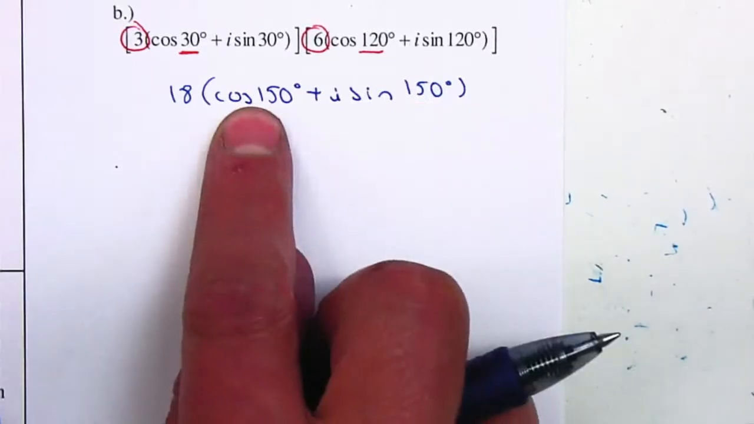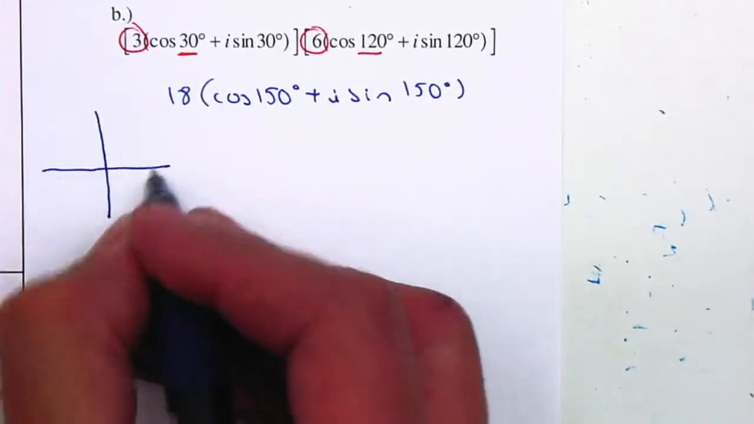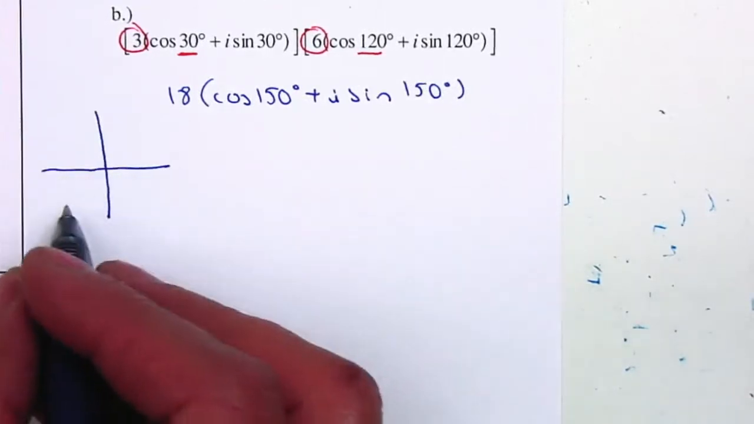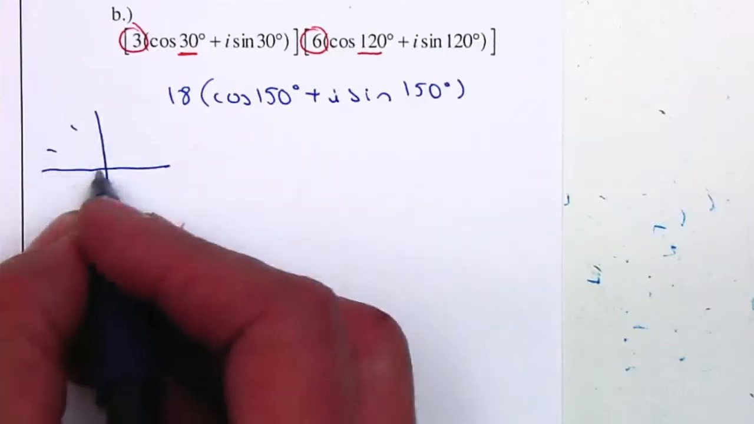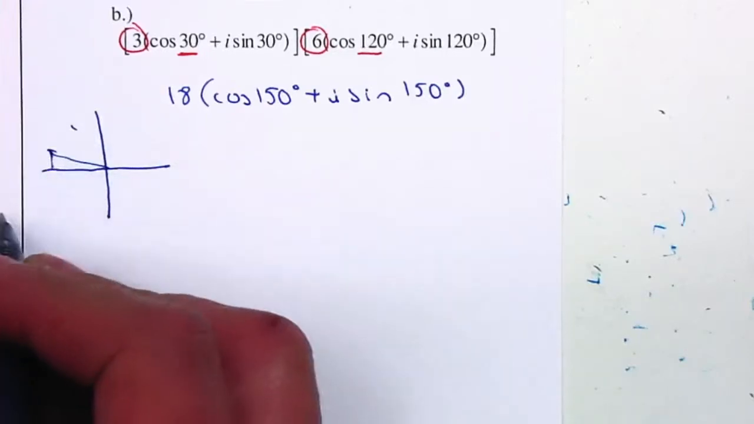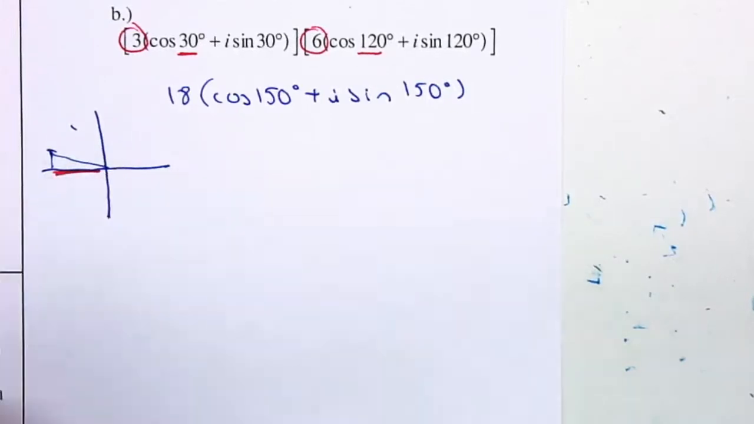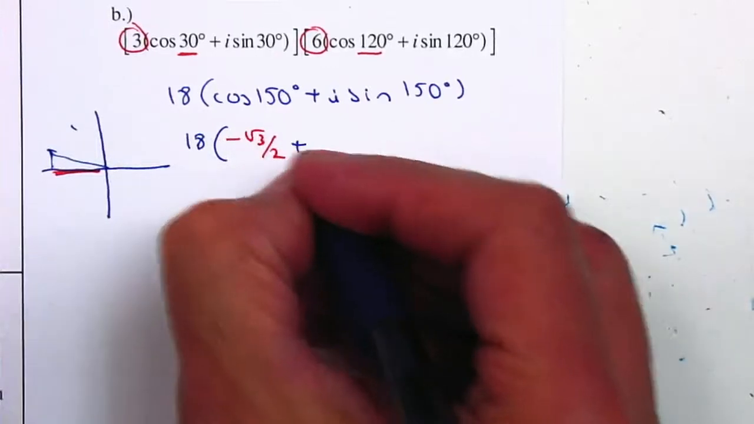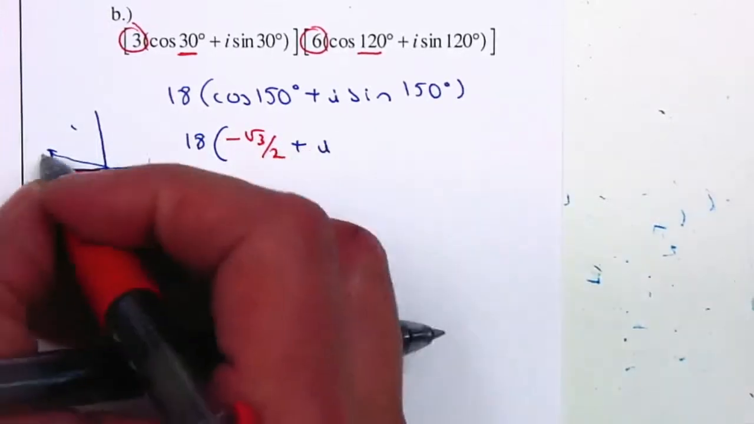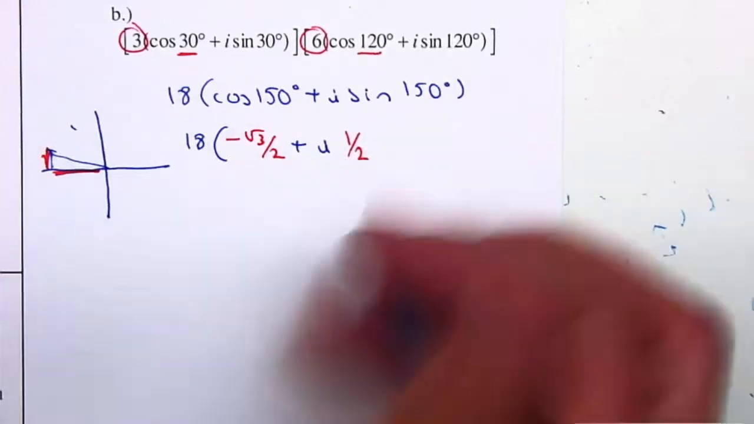I'm going to evaluate cosine of 150 degrees. So I'm going to place my x and y axis. Many of you guys already have it memorized, or at least you're able to visualize it and get the answers. But let me just go through the process. That'll be 150. Cosine is your x value, which is your longer side. So it'll be 18 multiplied by negative square root of 3 over 2 plus I sine, which is your y value, in this case your shorter side, which is 1/2, positive 1/2.